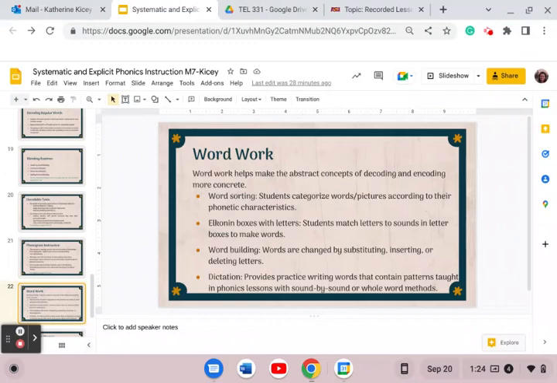Word sorting: students categorize words and pictures according to their phonetic characteristics. So what kind of sounds are you hearing, and are those either the same or different? You could think of, does this have the same beginning sound, the same middle sound, the same end sound? So you could break it up like that.